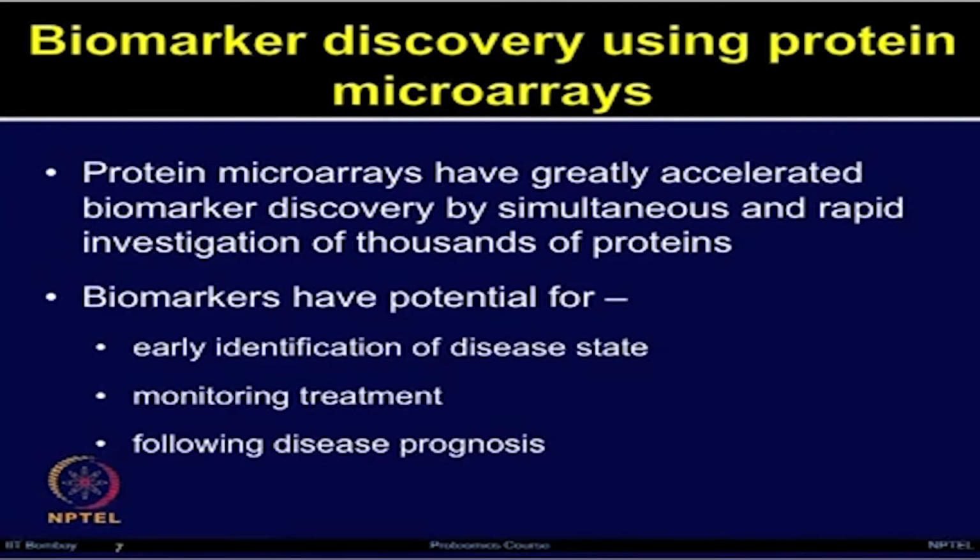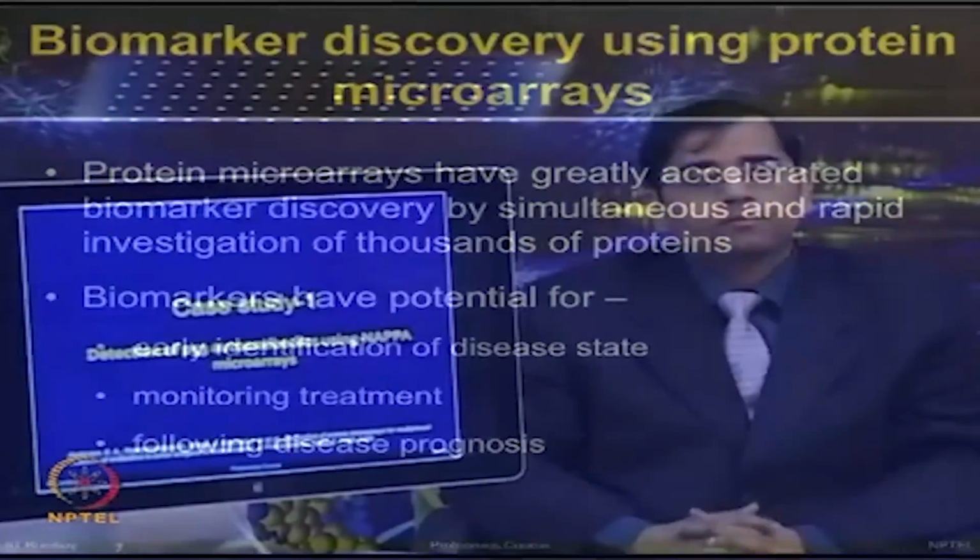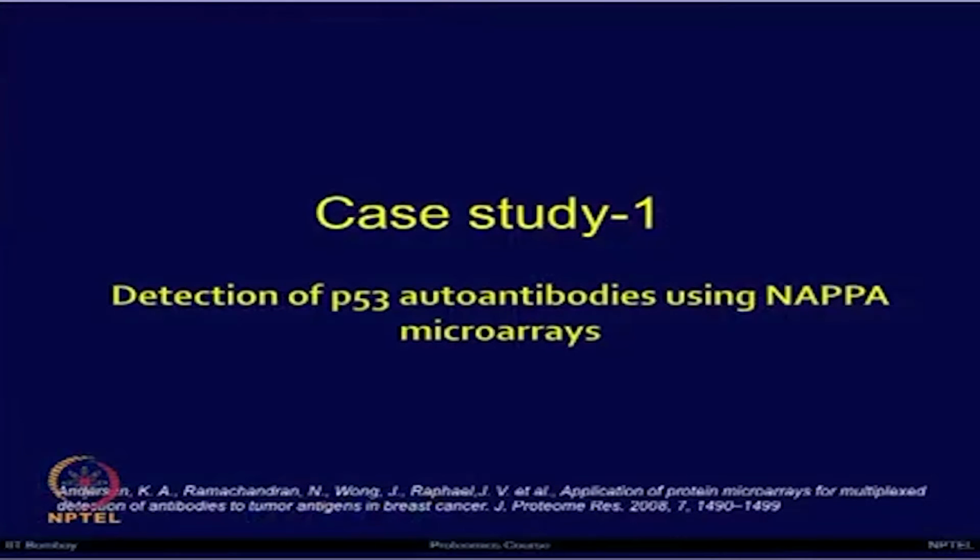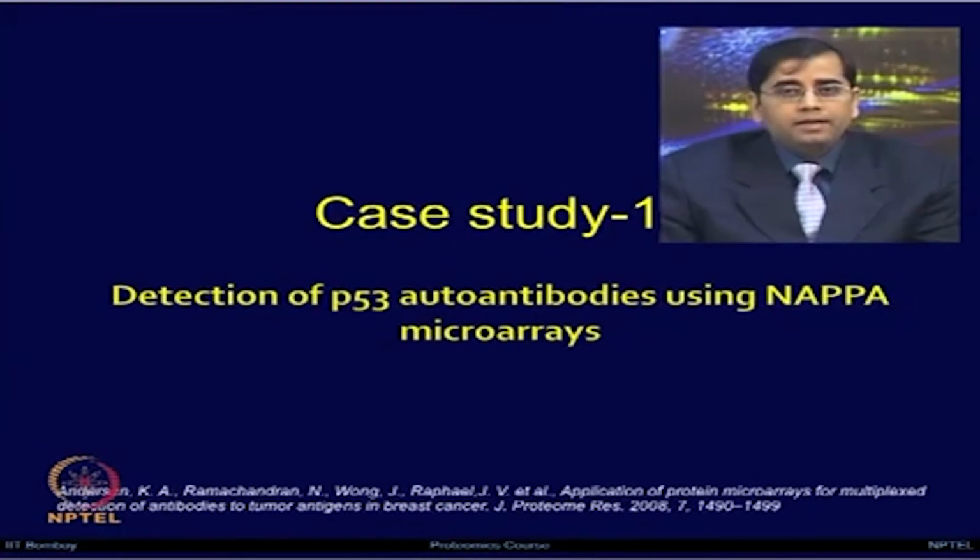So, biomarkers have potential for early identification of disease state, monitoring disease treatment response as well as follow up on the disease prognosis. Let us look at how cell-free expression based protein microarrays have been employed for screening for biomarkers. I am giving you case study 1, detection of p53 autoantibodies using nucleic acid programmable protein arrays. The study was performed by Anderson et al.